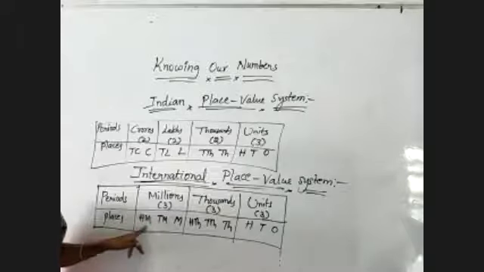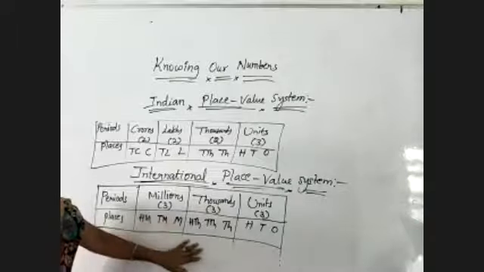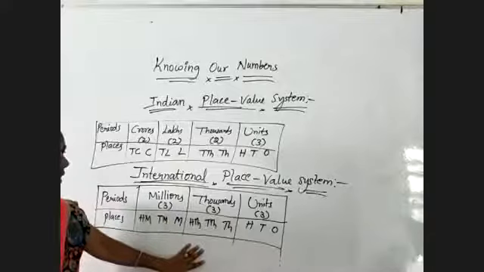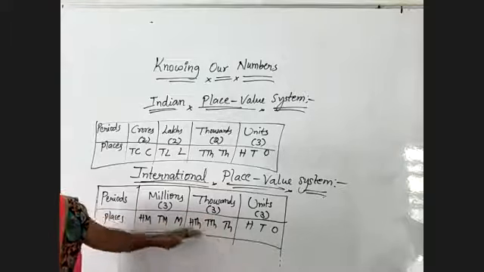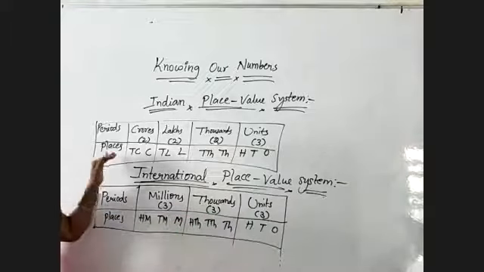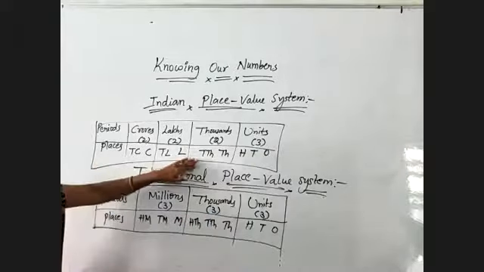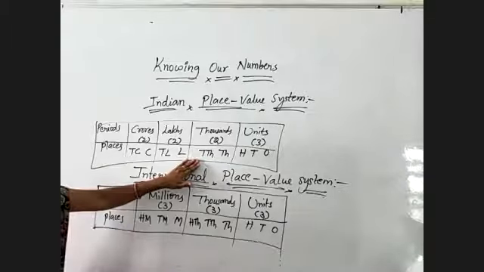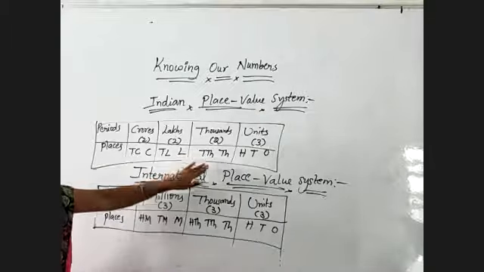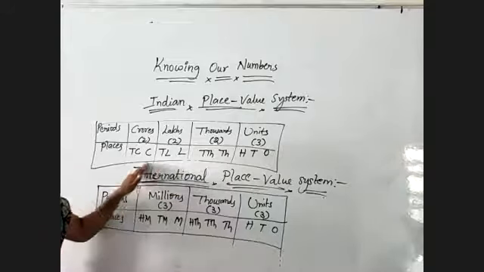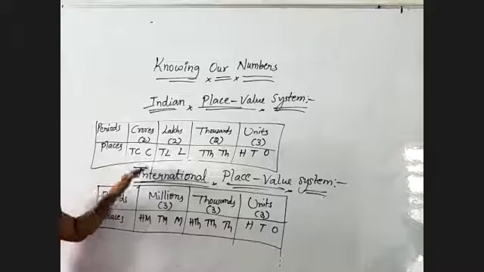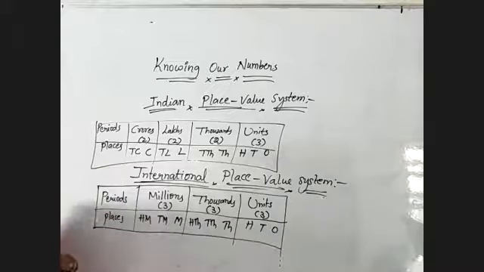If they ask how many places are there in the thousands period in the international place value system, then also three: thousands, 10,000, and 100,000. And how many places are there in the thousands period in the Indian place value system? Only two, that is 1,000 and 10,000. Lakhs and 10 lakhs. Coming to the crores period, crores and 10 crores.